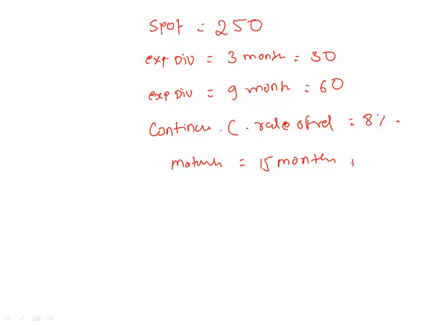There's a trick, so you need to be careful here. You have the expected amount of dividend and you have a continuously compounded rate of return. This is 8% per annum. Unless otherwise mentioned, a rate is always a per annum rate.